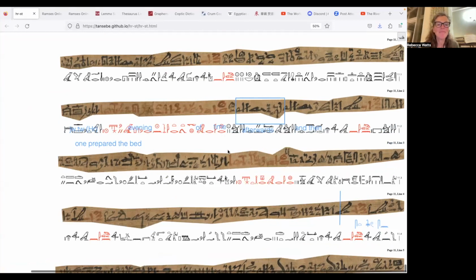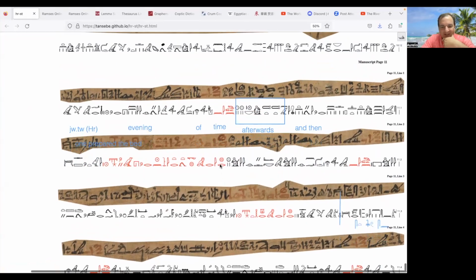So the whole sentence would be: and then afterwards, time of evening. They love to do this. They don't say "in the time of evening," they just say "time of evening." So, and then afterwards, at nighttime, or the time of evening, I should say, one prepared the bed for them.